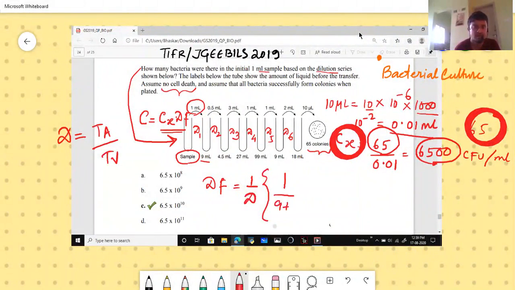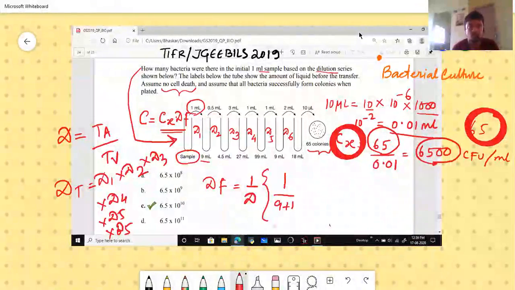That is 10. Now the total dilution factor is the product of all dilutions that have been executed. So D1 into D2 into D3 into D4 into D5 into D6. The subsequent total multiplication of these dilutions will give you the total dilution factor. Now in the same way, 0.5 has been transferred to the next test tube and the total amount is 4.5 plus 0.5, that is equal to 5.